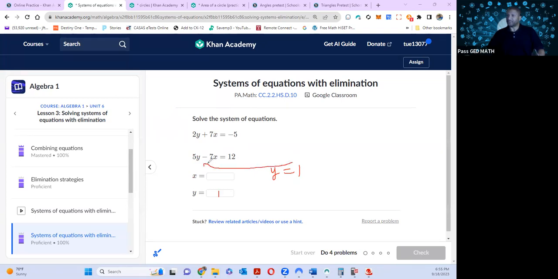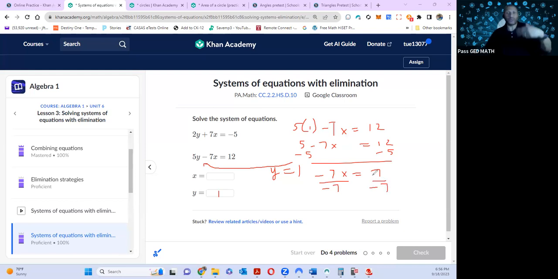So 5 times 1 minus, oops, no, I don't want a negative. I'll do it. I like negative, but I'll do it. Minus 7x equals 12. 5 minus 7x equals 12. Subtract 5, subtract 5. Get minus 7x equals 7. In order to get x by itself, I'm multiplying by negative 7, so I need to divide by negative 7. Whatever I do to one side, I do to the other. If you notice, I'm talking myself through the steps. This is what you should be doing for every math problem. x equals -1.